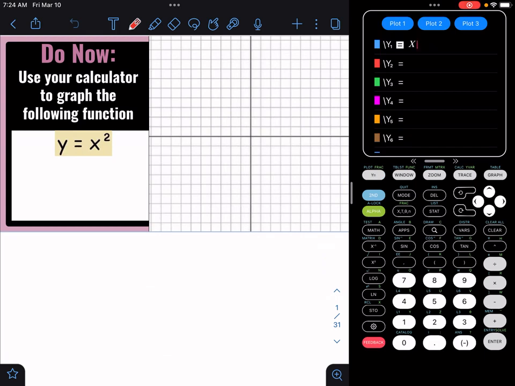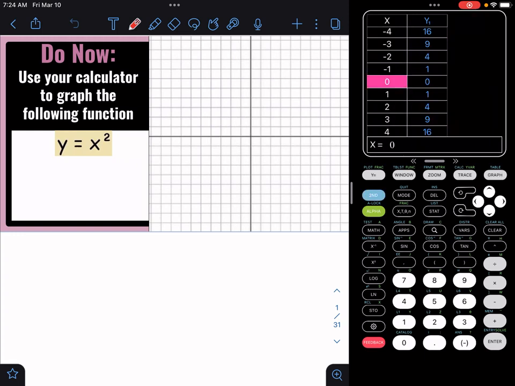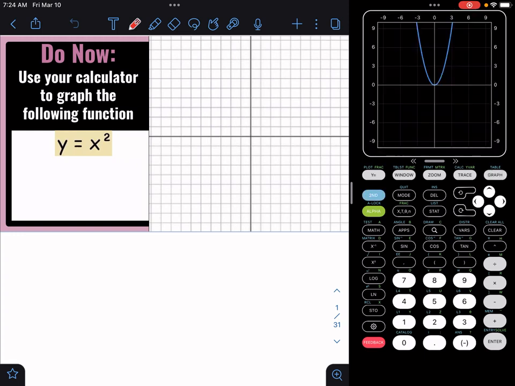X squared is a quadratic because the only exponent I see there is 2, which means the highest exponent is 2. And we will see that it will end up looking like a U shape. We call that U shape a parabola. We don't just go ahead and draw a U, that's going to do nothing for us. We actually need to make points.